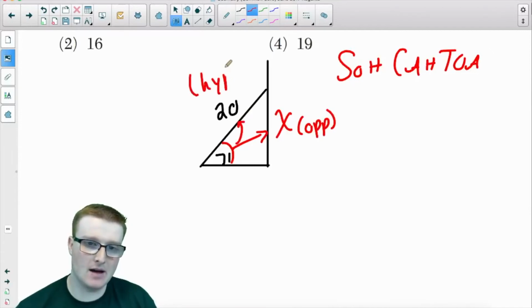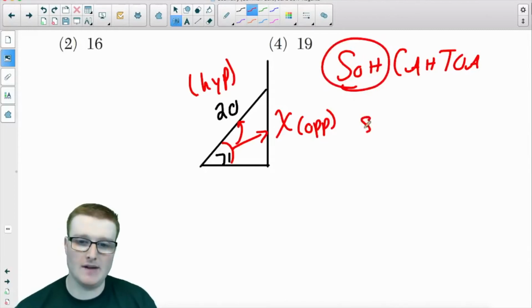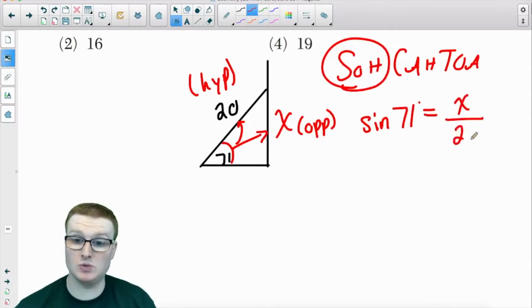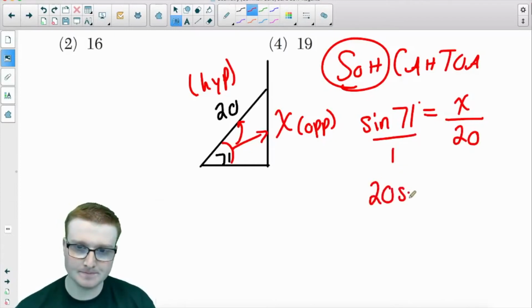And this is our hypotenuse. We're given that. So if we're using O and H, we're using sine. So we have the sine of 71 degrees is equal to the opposite side, which is x, over the hypotenuse, which is 20. From here, we just cross multiply. So we get 20 sine of 71 equals x.